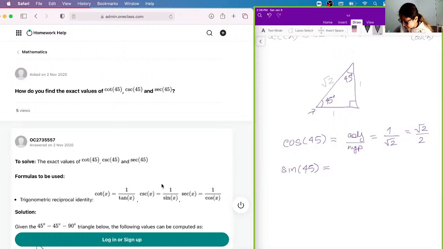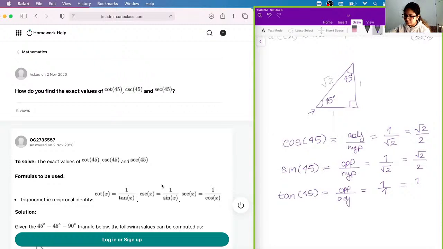Then let's now find sine of 45, which is the ratio of opposite over hypotenuse. We're still looking at the bottom angle of 45. The opposite is 1, and hypotenuse is square root of 2, so this is also square root of 2 over 2. Lastly, we'll look at tan of 45. This is opposite over adjacent, and opposite is 1 and adjacent is also 1, so this is basically just 1.